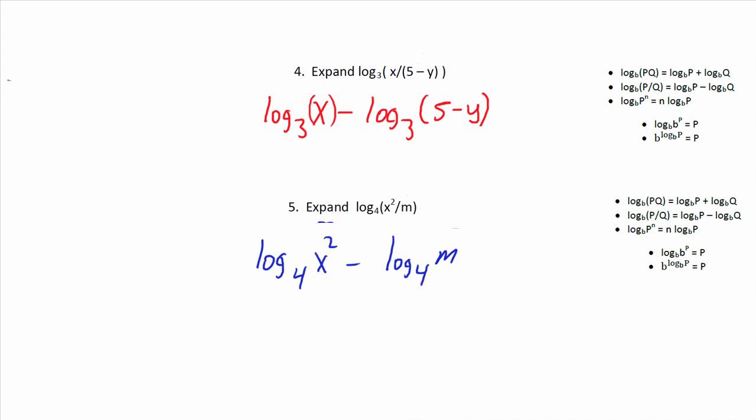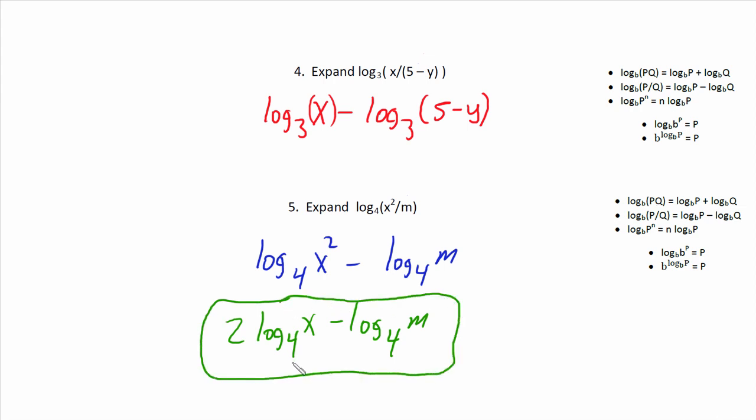Now, one last thing we can apply: we have an exponent here. We can pull that in front as a multiplier to expand it even more, and that is applying this theorem right here. Notice that the exponent moves to the front as a multiplier in this last step. So the 2 comes in front as a multiplier, times log base 4 of x minus log base 4 of m. So this 2 came right here. That was the last step. So this is the answer to number 5.